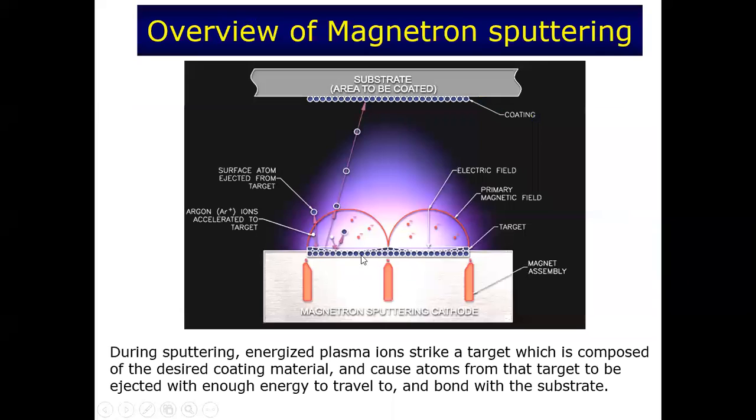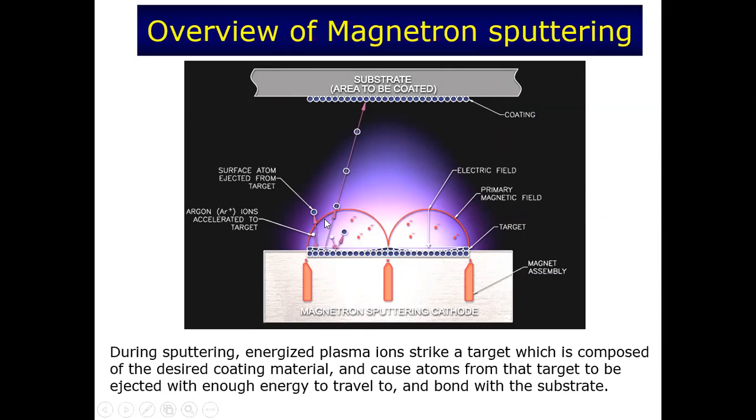So this is an overview of a magnetron sputtering process. During sputtering, energized plasma ions strike a target, which is composed of the desired coating materials, and thus cause atoms from the target to be ejected with high enough energy to travel to and bond with the substrate. If you look at this illustration, this is the substrate area to be coated. This is the target, the target materials.